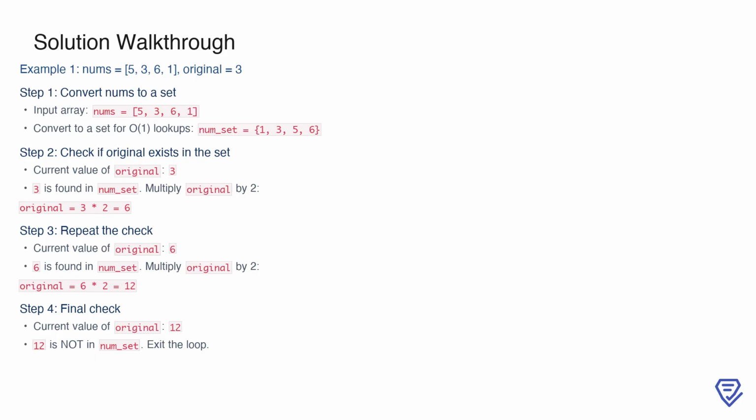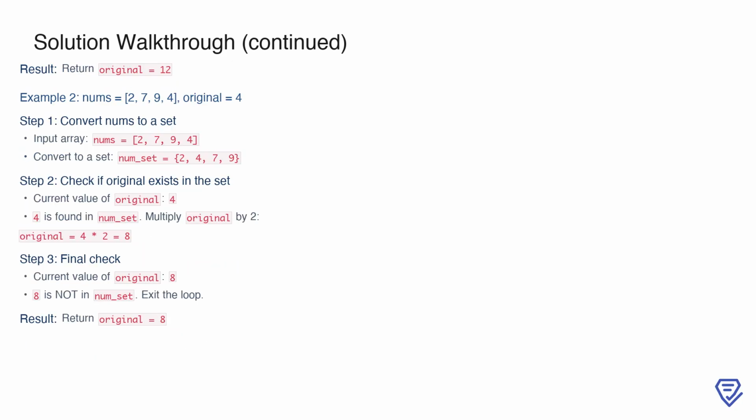Now, the initial value of original is 3. We check if 3 exists in number_set, and it does. So, we multiply original by 2, updating its value to 6. We then check the new value of original, which is 6, and find that it also exists in the set. Again, we multiply original by 2, resulting in 12. At this point, we check for 12 in the set, but it's not found. This means we exit the loop and return the value of original, which is now 12.